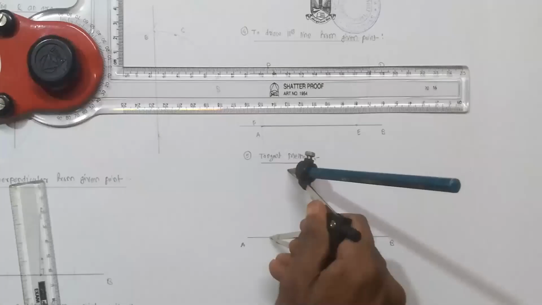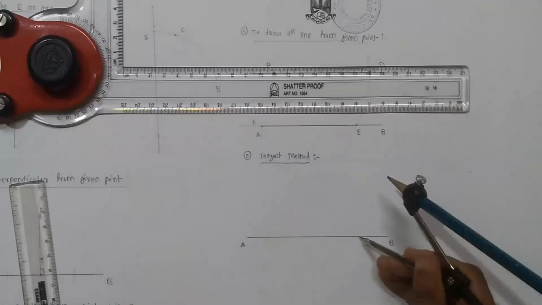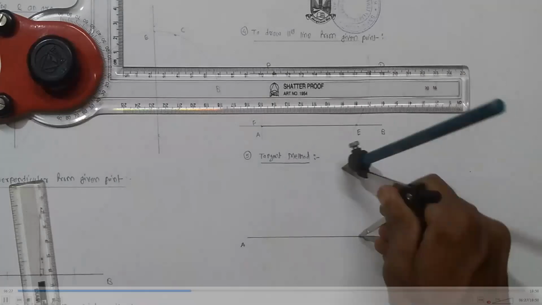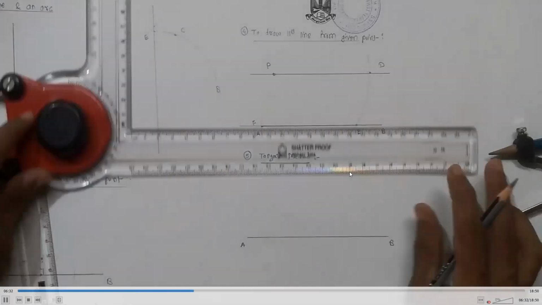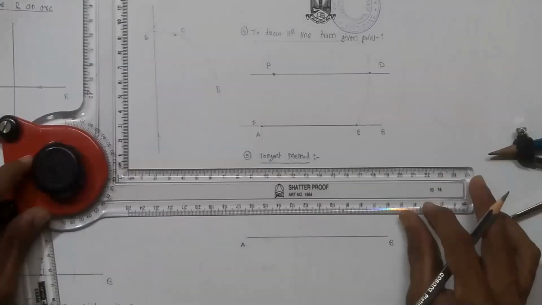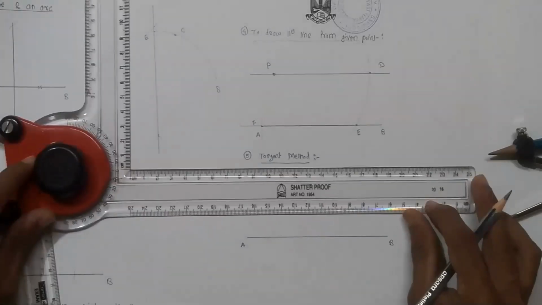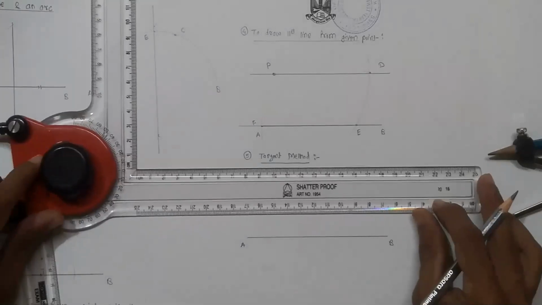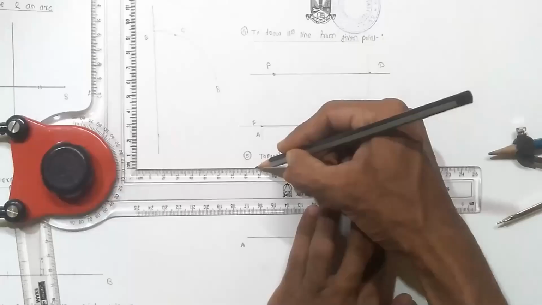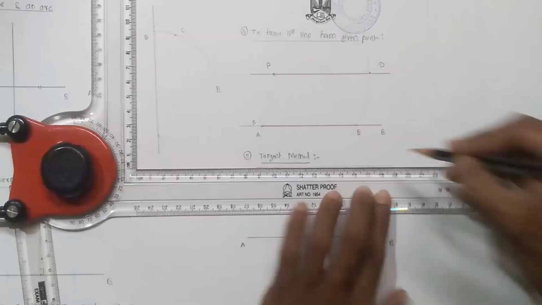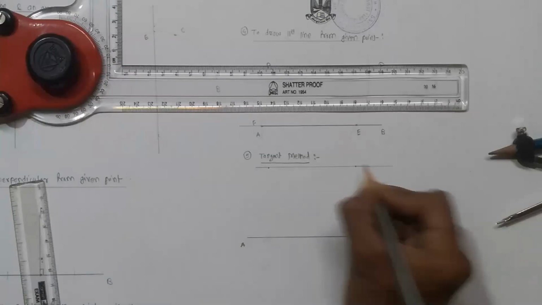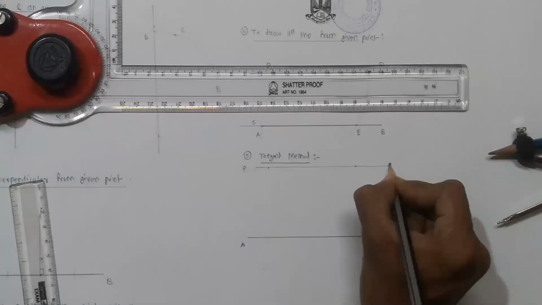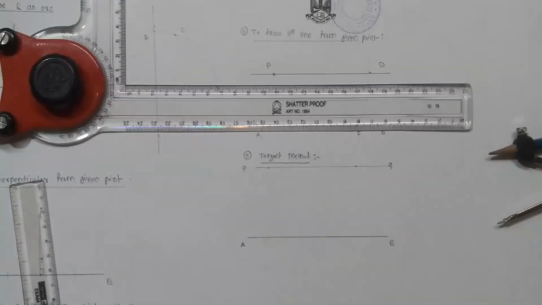So this is the first arc. The arc is not clearly visible. So draw such two arcs and draw the tangent line from these arcs. This tangent line will be the parallel line to the line AB. So this is quite a simple method compared to the first method.